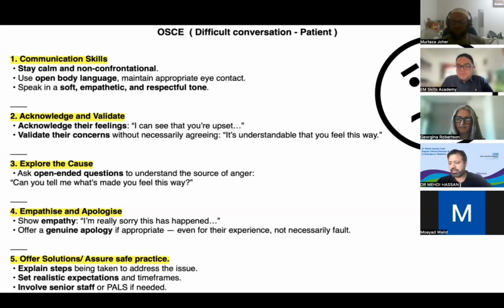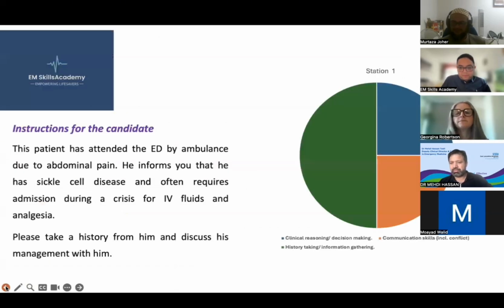Murtaza, you did well, but the only thing I'll tell, as George summed up very well, is that you were focusing mainly on the history taking and information gathering. If you go to the pie chart, it has 3 domains in it, so you didn't touch the other 2 domains. The clinical reasoning is half of it, isn't it? So you didn't manage the clinical reasoning.